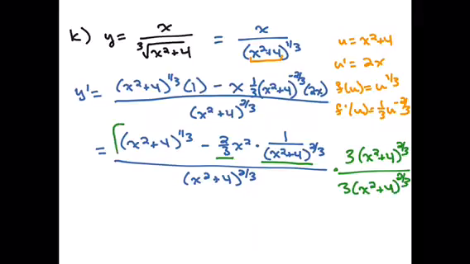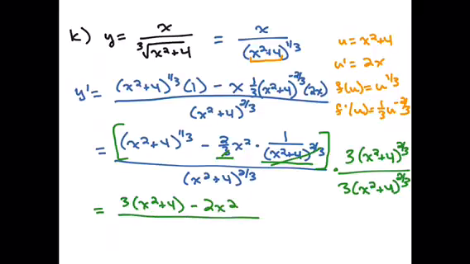Okay, so when I do this, I have to distribute this 3 times (x squared plus 4) to the 2/3 to everything in the numerator, and I will get 3 times (x squared plus 4) for my first term. In the second term, the 3's cancel, and the (x squared plus 4) to the 2/3 is going to cancel, and we just get minus 2x squared. And in the denominator, I just get 3 times (x squared plus 4) to the 4/3.